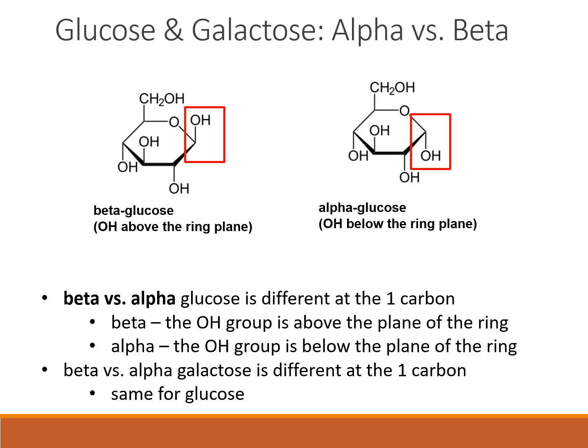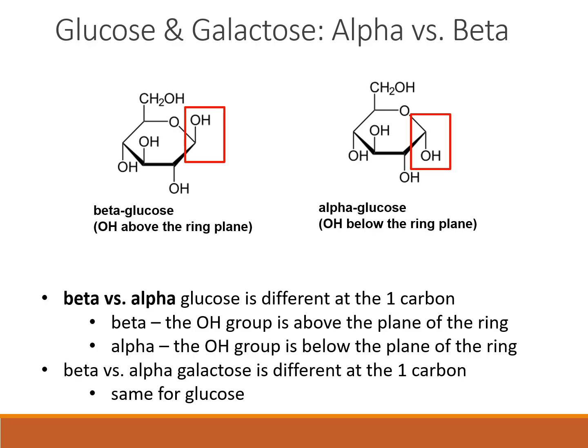In this case, we are looking at glucose, the difference between alpha and beta glucose. The same rule applies for galactose. It is beta if the OH group is facing up, and it's alpha if the OH group is facing down. My trick for this is you bow down to the alpha dog.